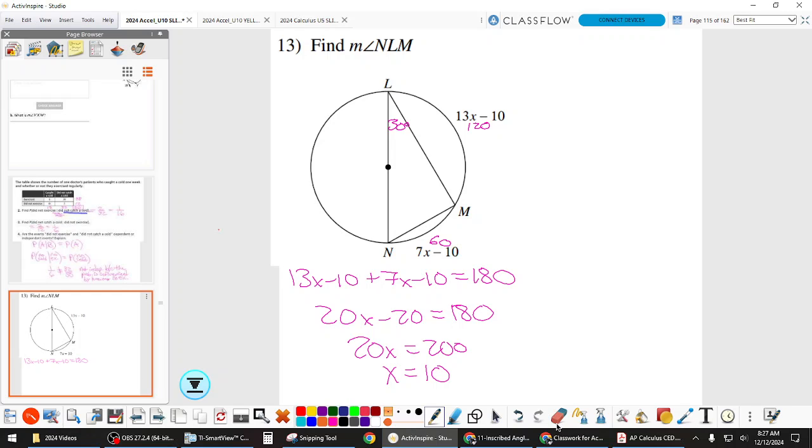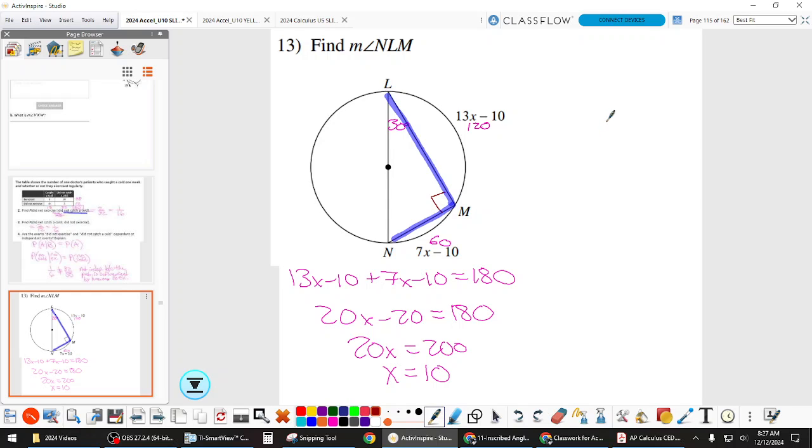Another way you could do this is to know that this is 90. How do we know that for sure? Because they're perpendicular. No. Yeah, it's the inscribed angle for that diameter. Oh yeah. Keep your eyes out for that. Those are really helpful.